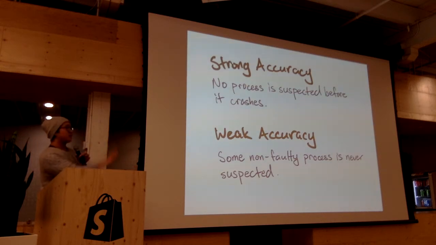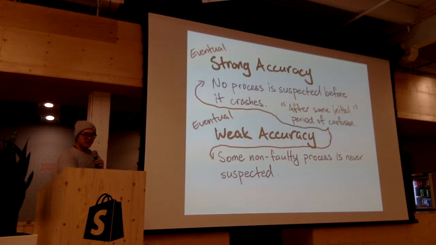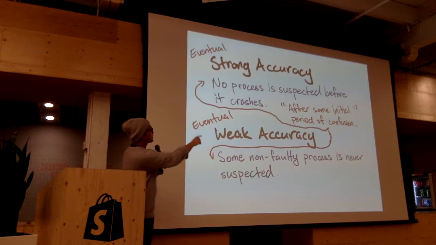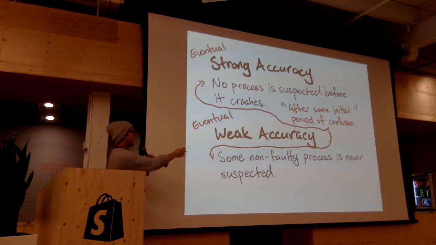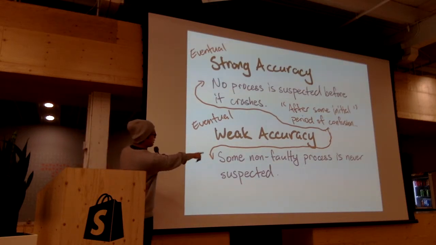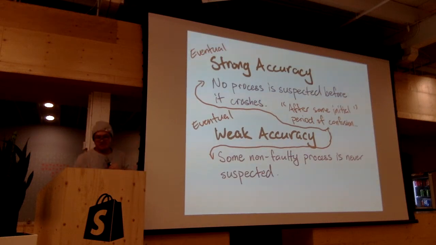One problem the paper authors found with accuracy is that guaranteeing these might be really, really hard. So they added 2 extra characteristics, which are eventual strong accuracy and eventual weak accuracy, which simply means you take the previous definitions and add that sentence: after some initial period of confusion. So when the nodes start up, it might be chaos, they have no idea what the heck is going on, but eventually, whether it's strong or weak accuracy, they'll fulfill their own properties after some time. That's all the eventual means, after some time.